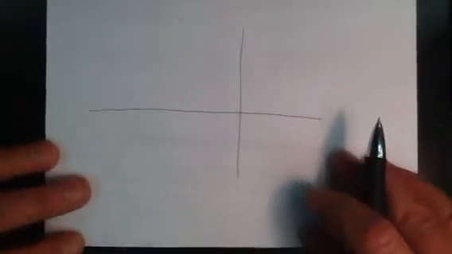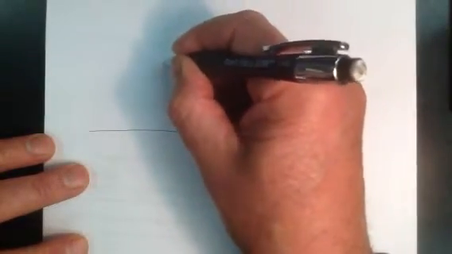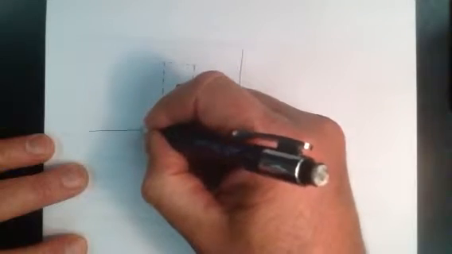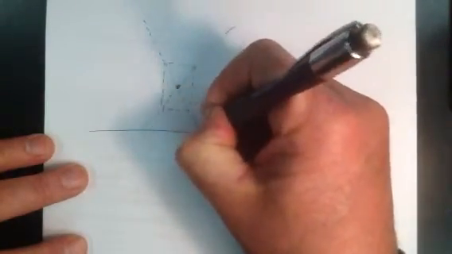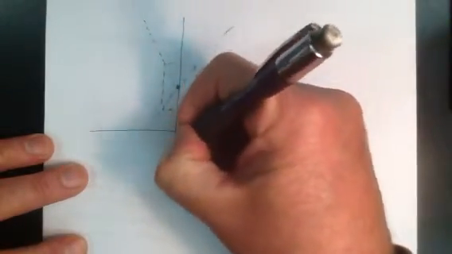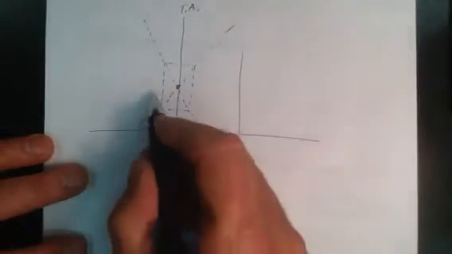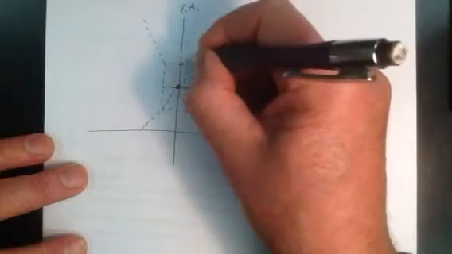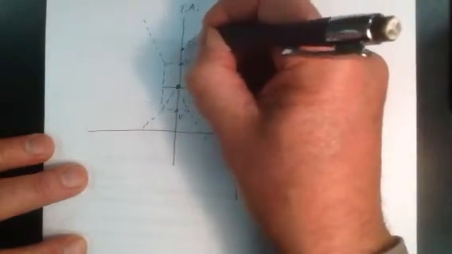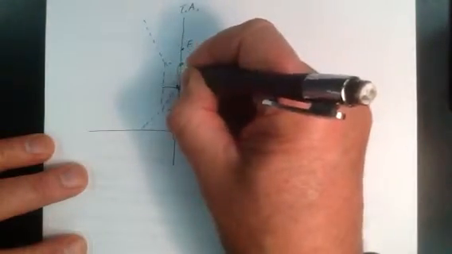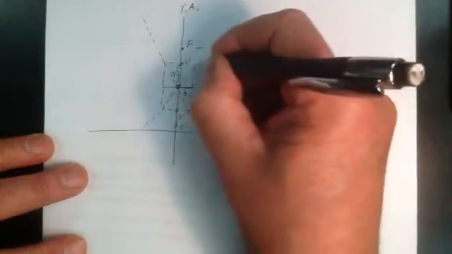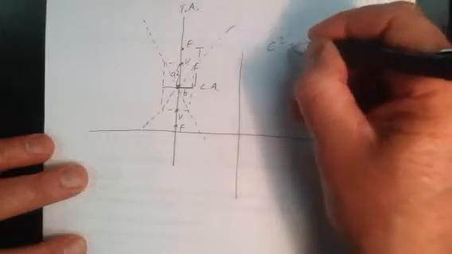Now what am I going to do? Repeat. This time, I'm going to make my transverse axis vertical. My conjugate axis horizontal. There's my vertex, foci. This now becomes my distance A. This now becomes my distance B from here to here. From here to here still remains C. This relationship still holds true.